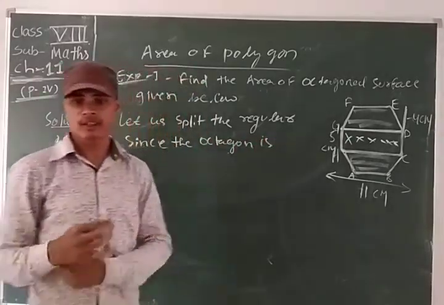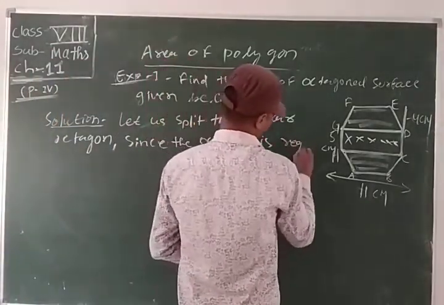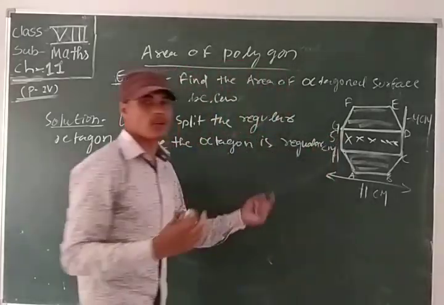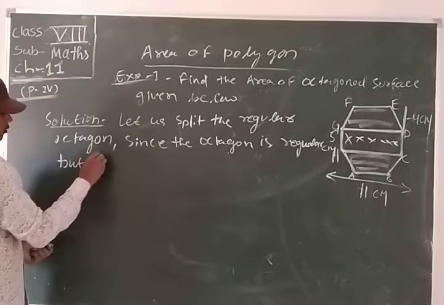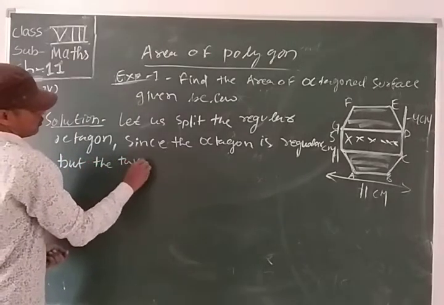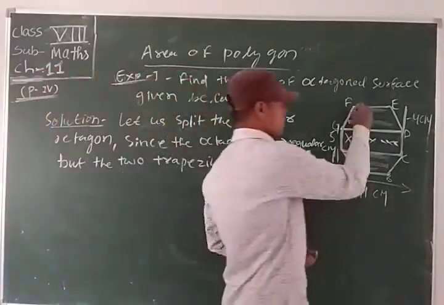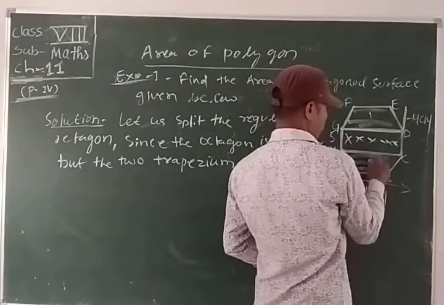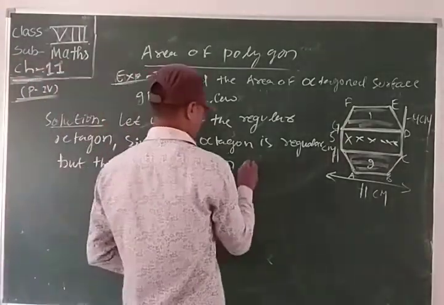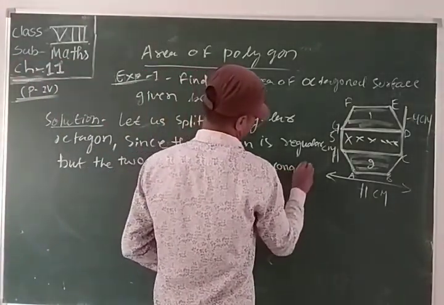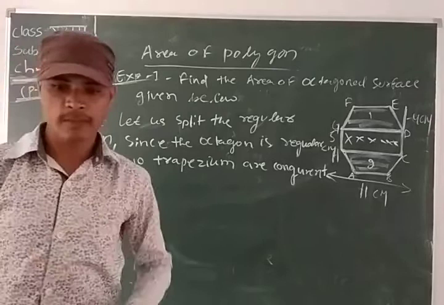Since the octagon is regular, the 2 trapeziums are congruent. What are the 2 trapeziums? See, this one is 1 trapezium, and this one is the other trapezium. The 2 trapeziums are congruent.